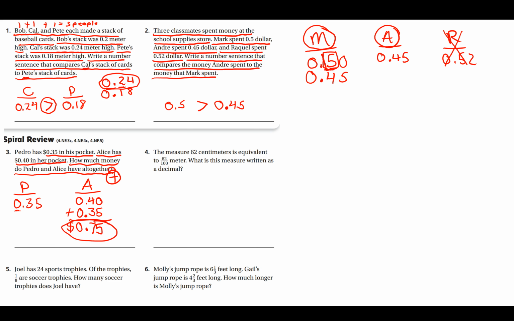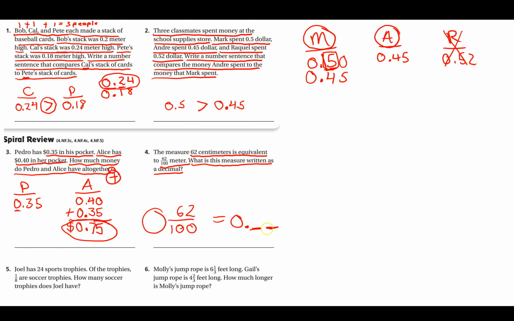All right, number 4. The measure 62 centimeters is equivalent to 62 hundredths of a meter. What is this measure written as a decimal? Well, we're just taking 62 hundredths and turning it into a decimal. The denominator tells us what place we need to go to, the hundredths place. We have nothing in the ones place, so I have a 0 in the ones place.